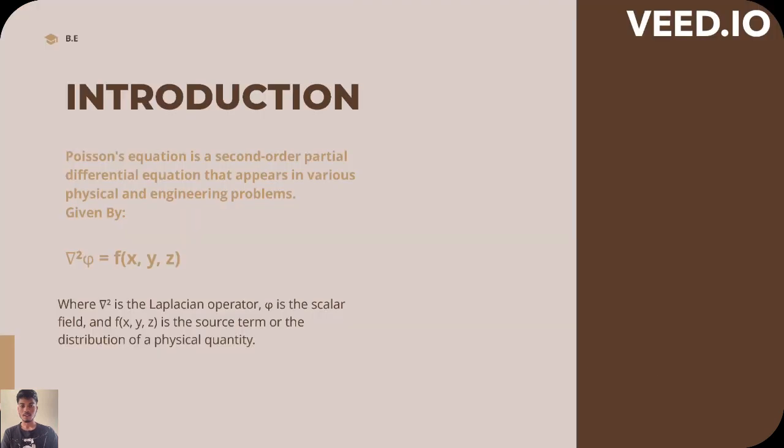Poisson equation is a second order partial differential equation that appears in various physical and engineering problems. It is given by the formula, delta square phi equal to f of x comma y comma z, where delta square is the Laplacian operator and phi is termed as the scalar field, and f of x comma y comma z is the source term or the distribution of a physical quantity.